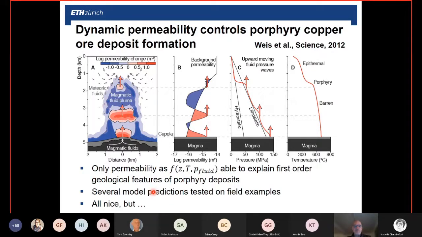Several of the things that this model predicted, that we published 10 years back, were actually successfully tested on field examples. And so we think this is pretty nice, and we caught a lot of the essence of the process. Well, all nice, but as I said, this is porous medium, mapping fracturing to porous media. And this has a lot of implications that are probably not very correct. For example, these blobs rising in a few years or tens of years is probably pretty incorrect.